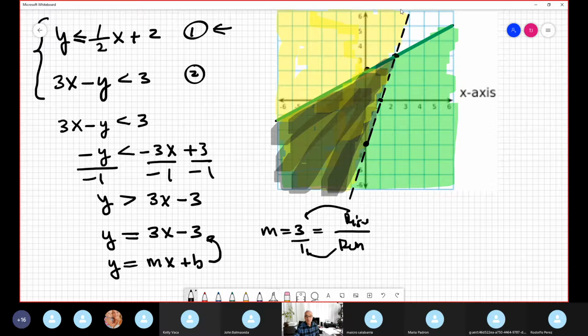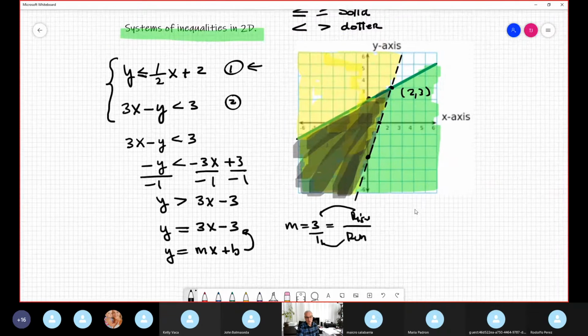That point is the point, for curiosity, 2,3. That was 0,3, and that was 0,-3. Okay. Do you understand the idea? Or no? Confusing or no?